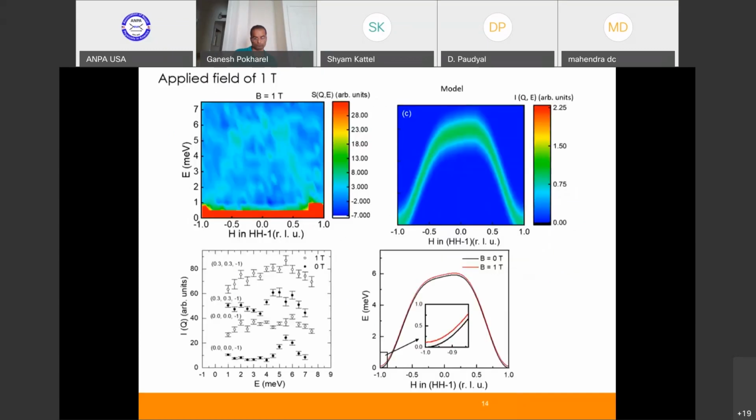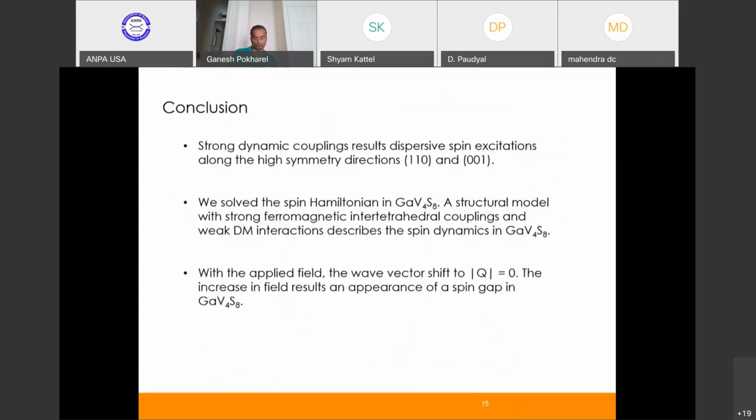To check whether the model works at field or not, we carried out some inelastic measurements at field, but due to the large background from the magnetic field sample environment, it is hard to compare the zero field and magnetic field data. Although at a field of 1 Tesla, we observed that the energy scale is slightly higher compared to the zero field data. These are the outline of my talk.